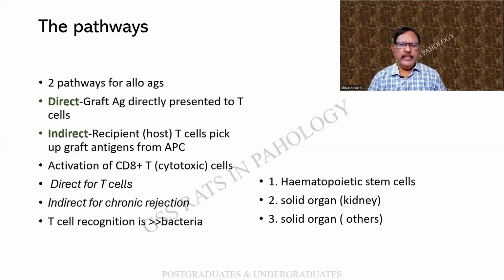There are two pathways for the alloantigens. One is the direct and the other is indirect. Direct is the antigen is being presented to the T cells. Whereas in indirect, the host T cells pick up the graft antigens from the APC or the antigen presenting cells. So one is direct and the other is indirect through the antigen presenting cell. This is something like an opsonin.